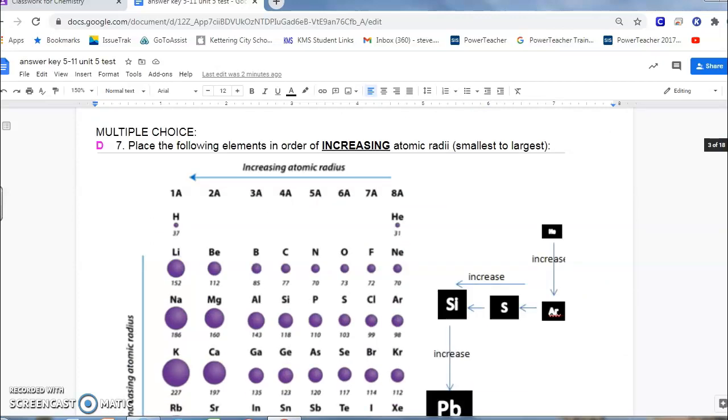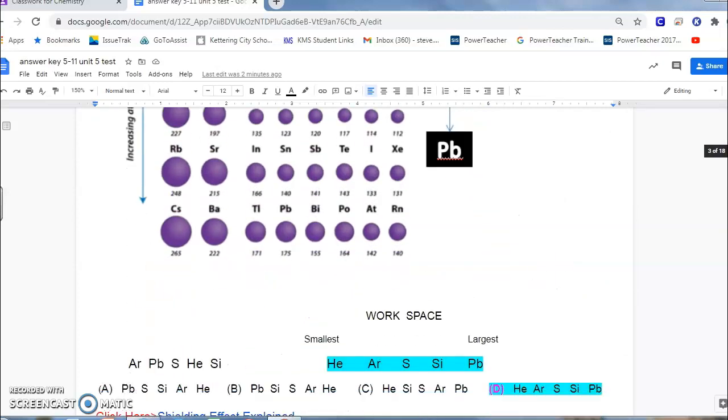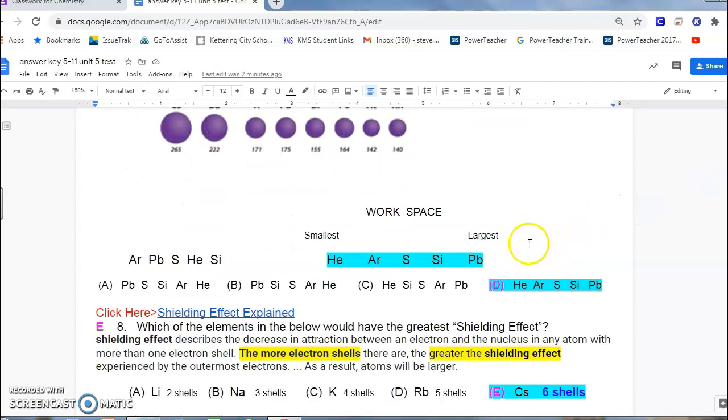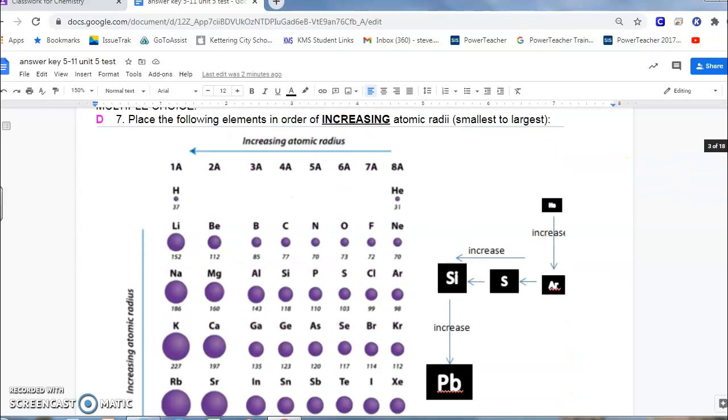Place these elements in increasing order, smallest to largest. So they want us to put argon, lead, sulfur, helium, and silicon in order of smallest one first, largest one second. Well, what do we know about the atomic radius? Going left to right, they get smaller. Right to left, they would get bigger.